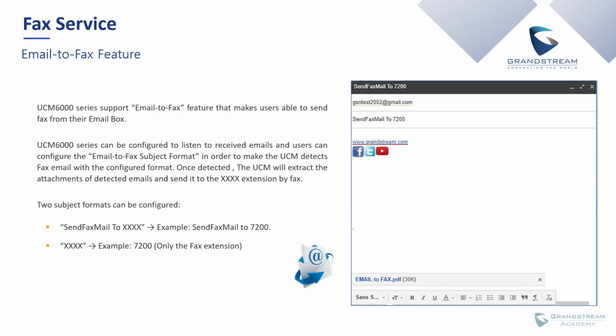Please note that you have to write it exactly as it's written on the screenshot, and please keep in mind that it's case sensitive. So the subject would be send fax mail to 7200, which is basically the extension that we want to send the fax to. The UCM will extract the attachment of detected emails and send it to the extension by fax whenever an email with a similar subject is detected. And you can also configure the UCM to detect the fax email when sending an email with only the fax extension in the email subject.